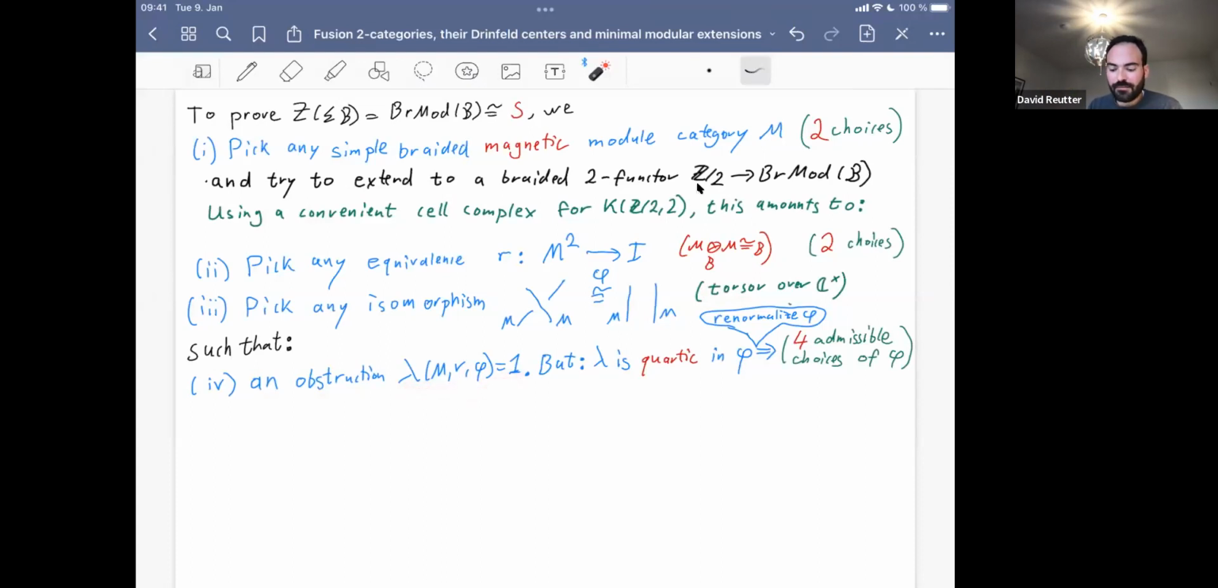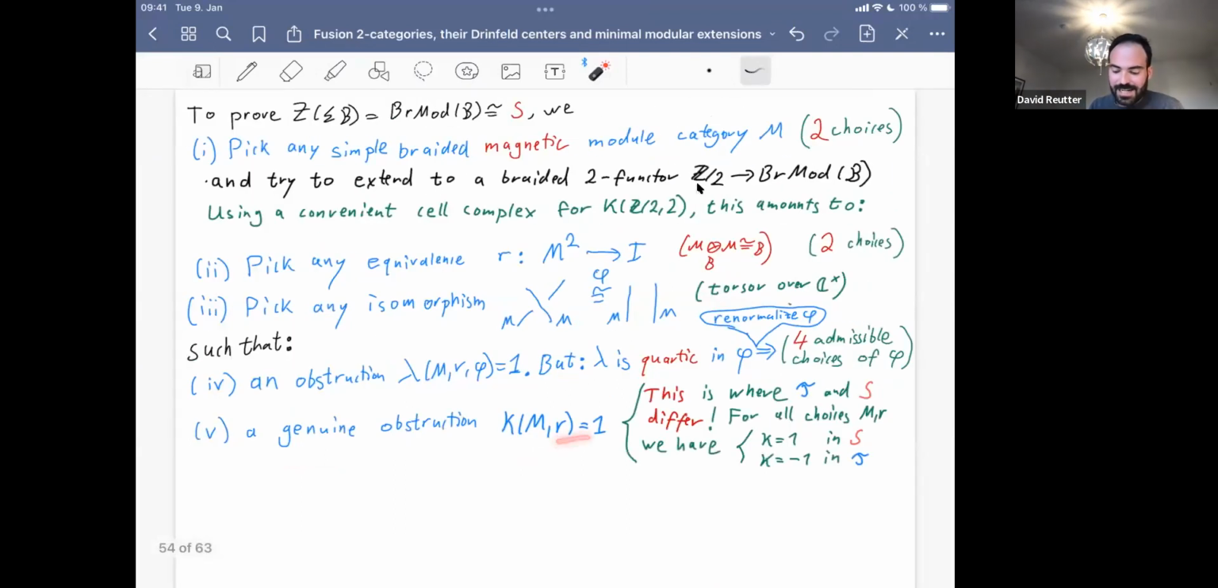And so really I'm left with 4 admissible choices of phi rather than this torsor that I've previously had. Now really there are just 4 allowed choices of phi. And then there's another obstruction which just depends on M and R. And this is now an actual obstruction. I can't just get rid of that obstruction by rescaling stuff. And it turns out that this obstruction is where T and S differ.